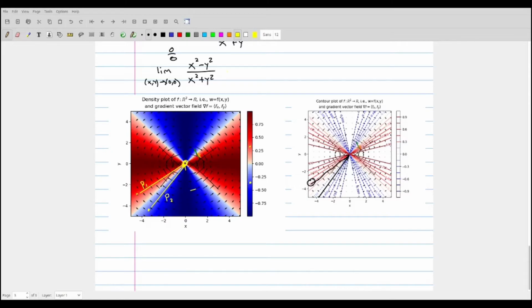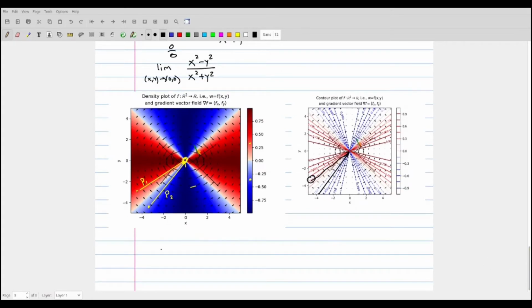Now you can see this without looking at the plot by doing the z traces of this function, or the contour curves for the function. So if you fix various values of c, and you look at the shape of the contour curves, those contour curves are going to be these straight lines right here. So we can do that down below to show you how you don't actually need the plots to do this.